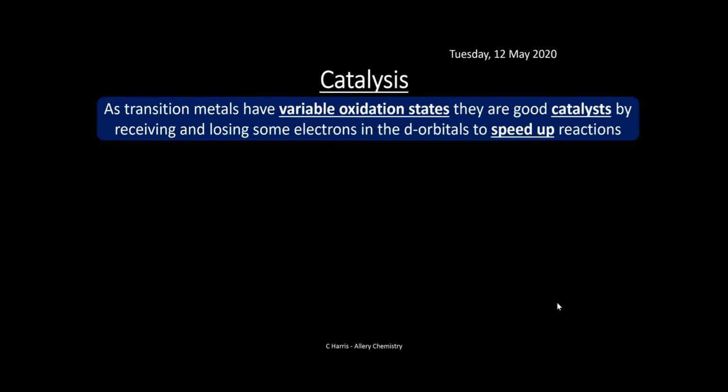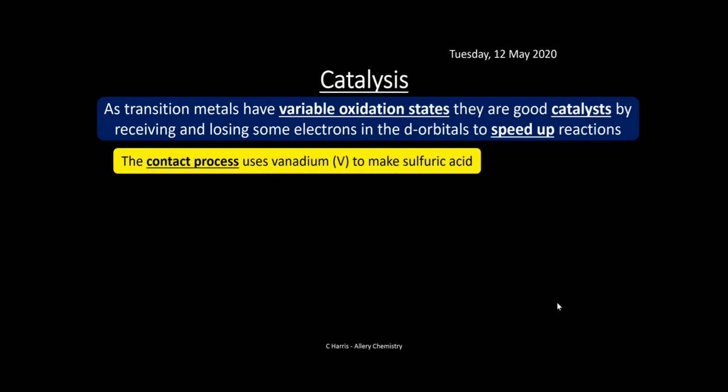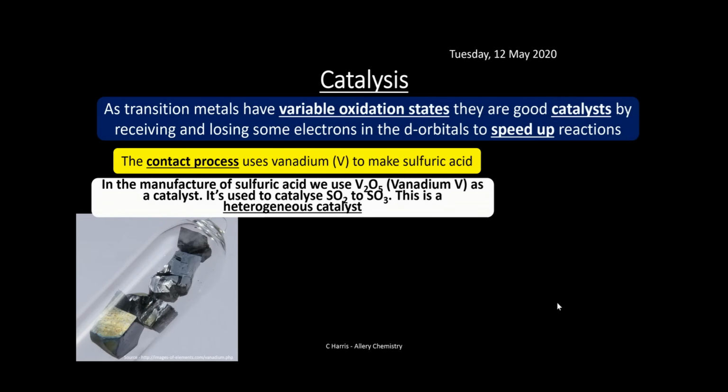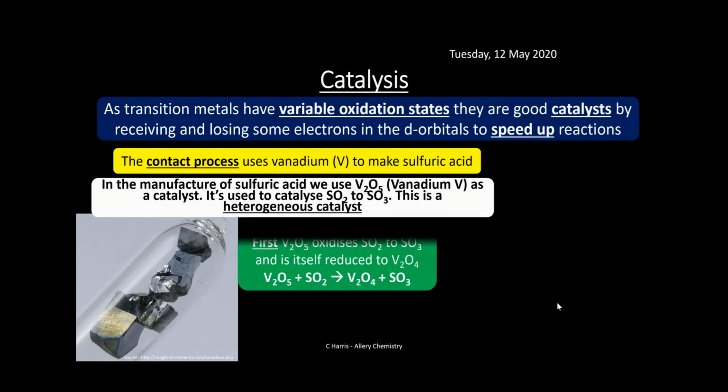Okay, so as transition metals have variable oxidation states, as we've seen already, they are good catalysts by receiving and losing some electrons in the d orbitals to speed up reactions. So they play a vital part. For example, the contact process uses vanadium to make sulfuric acid, which is a vitally important bulk chemical. In the manufacture of sulfuric acid, we use V2O5, so that's vanadium 5, as the catalyst, and it's used to catalyze SO2 to SO3. This is a heterogeneous catalyst because it's in a different phase or state to the reactants.